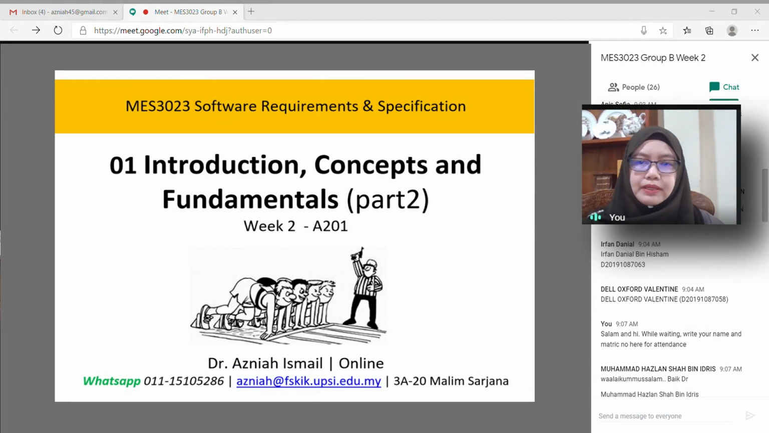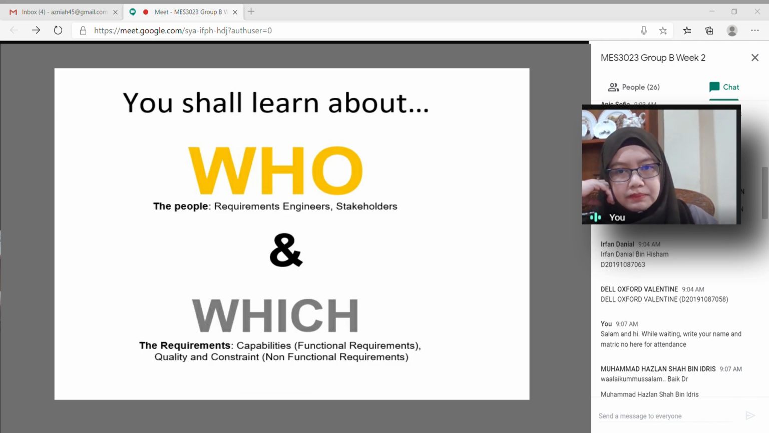Going to be the first topic. Yeah, so this is part 2 of 01 Introduction, Concepts and Fundamentals. So for this week, we will discuss who are the people involved in the software requirement process. And also the most important one, which is about requirements. During this discussion, we will talk about the different types of requirements.